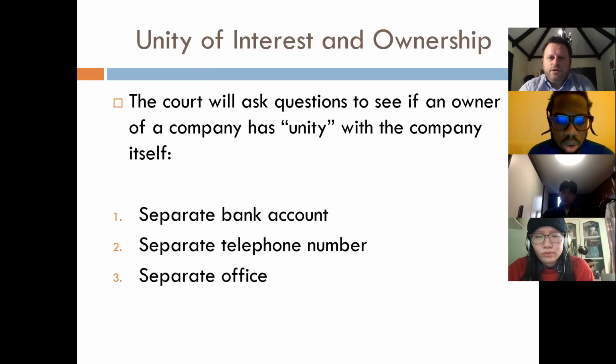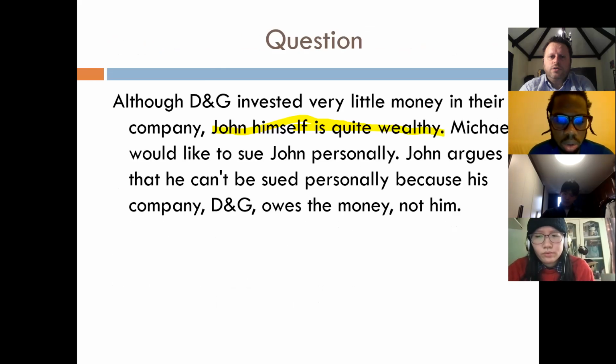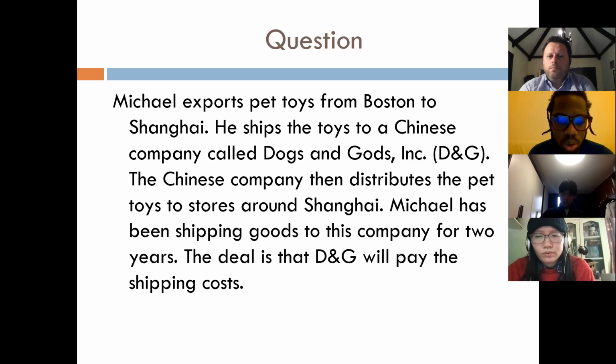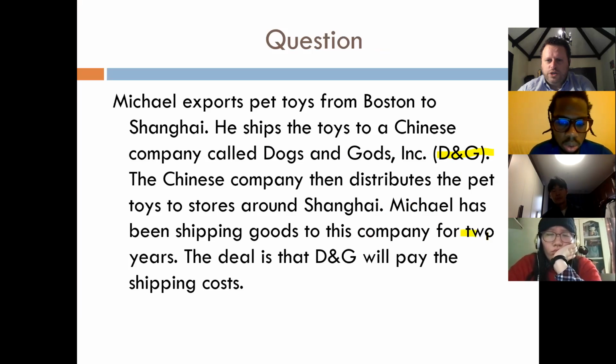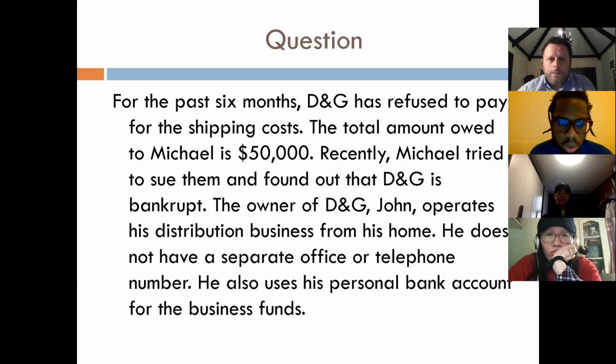So what do we have here in our facts? Okay, so Michael exports toys from Boston to Shanghai, and he does it with this company, D&G, that John owns. And they've been doing this for about 2 years. And D&G will pay the shipping costs, okay? For the past 6 months, D&G has refused to pay the shipping costs. And they owe Michael money.